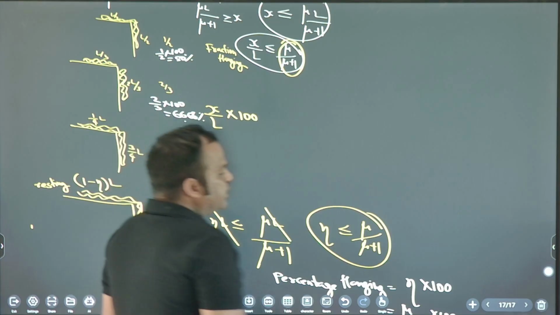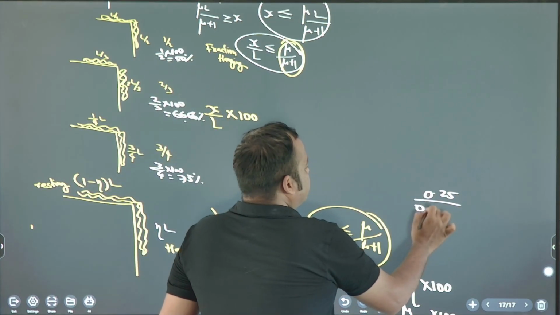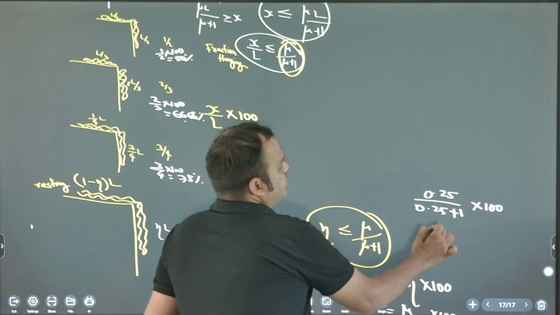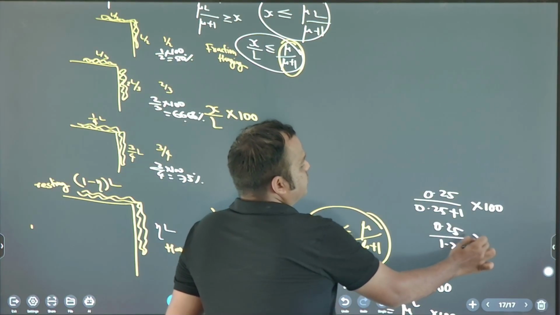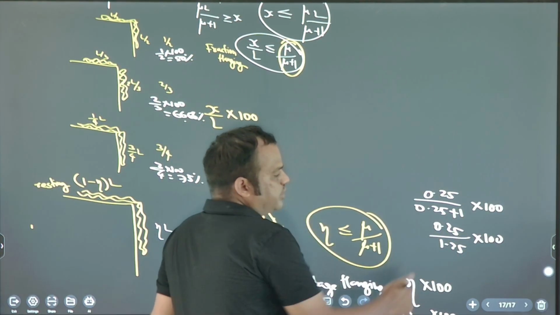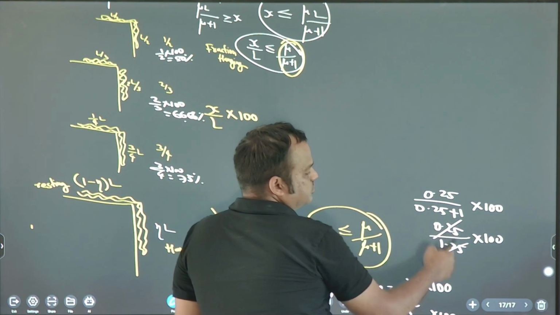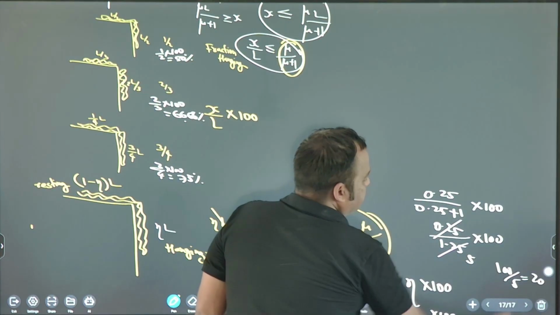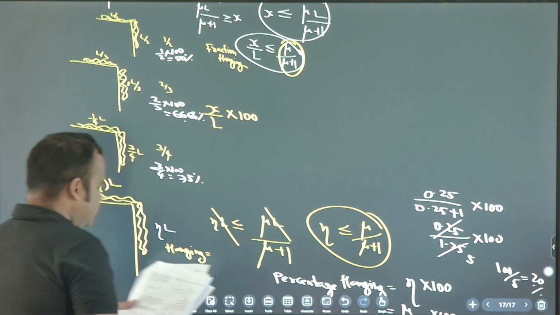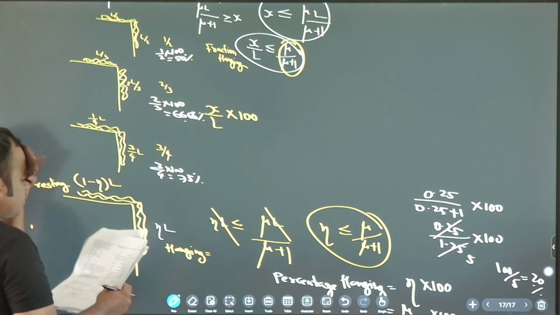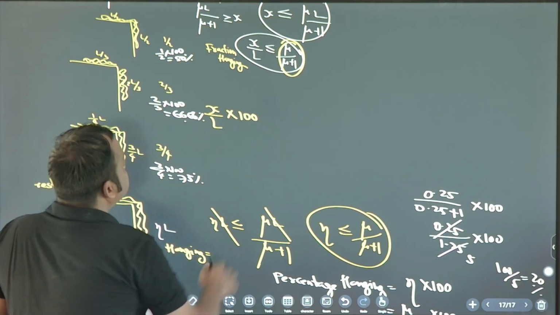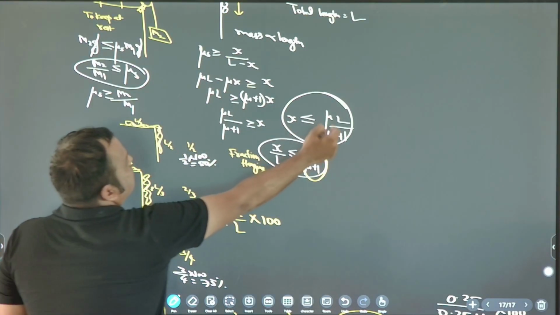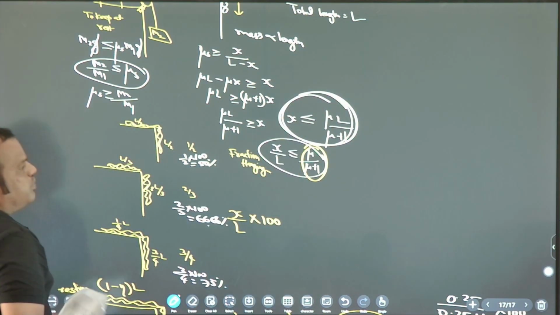So mu is 0.25. 0.25 by 0.25 plus 1 into 100. So how much? So 0.25 by 1.25 into 100. 0.25 by 1.25, how many times? Tell me how many times. 5 times. So 100 by 5, so 20%. Okay, clear? So 20%. Note down. So this formula you remember. Mu L by mu plus 1.